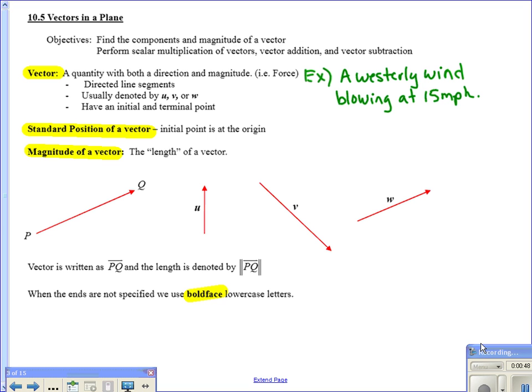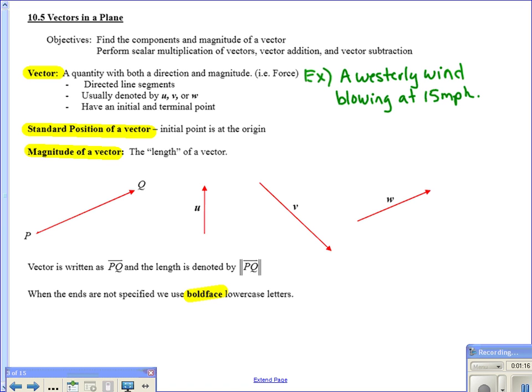Just because we have the arrow on the end of this doesn't mean it's going on forever, because a vector has a specific length and a specific direction. So keep that in mind as you're doing these problems. The standard position of a vector is when the initial point is at the origin, and the magnitude of a vector is the length of a vector. And again, remember that it has a specific direction and a specific length.